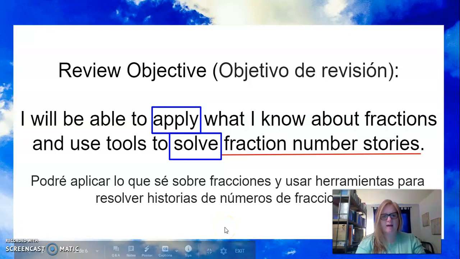All right, so here's our math objective for today. I will be able to apply what I know about fractions and use tools to solve fraction number stories. So I think that you guys would remember that a number story is basically a word problem. And we've learned how to chunk up the information in the word problem so that way we know how it makes sense. We're not going to be working on chunking up anything, but it's more about making sense when there are fractions in our number stories.